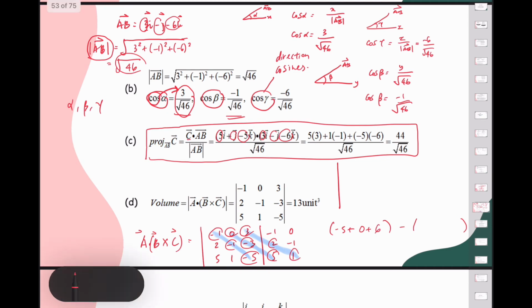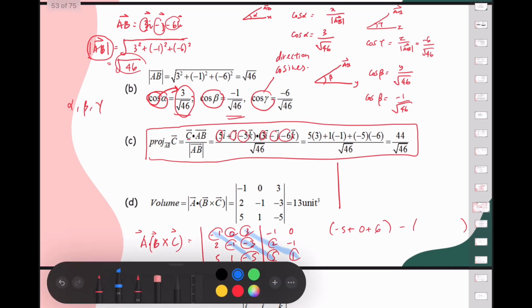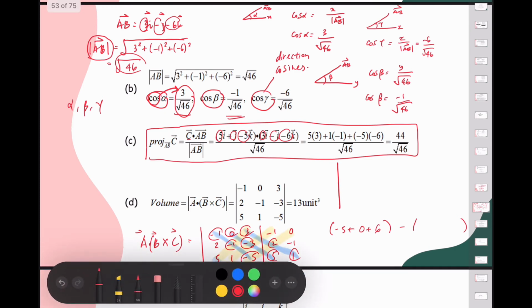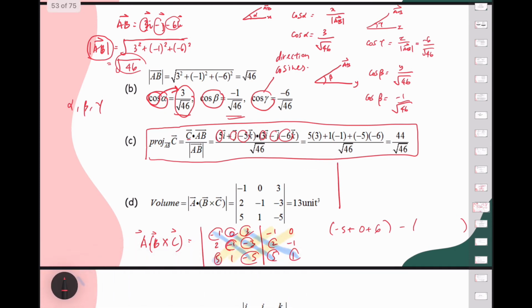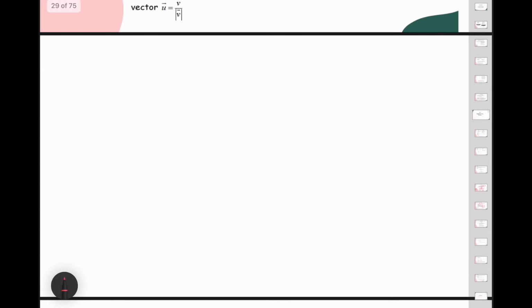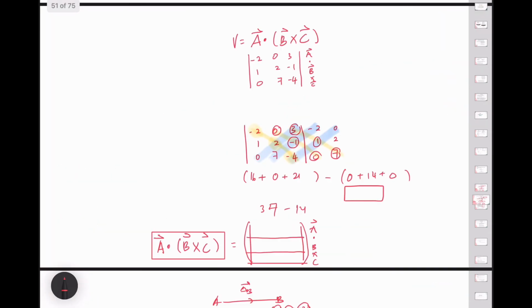Okay, and then we need to take from the bottom here, up here. So what you have is 5 multiplied with -1 is -5, -5 multiplied with 3 is -15. Okay, -15.